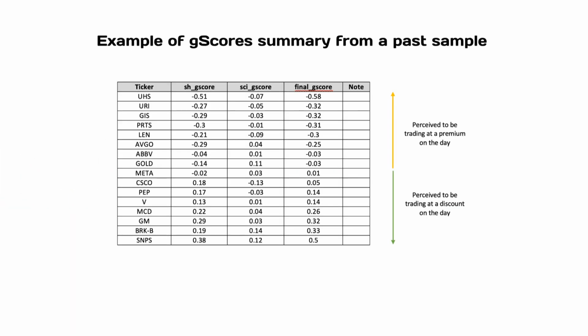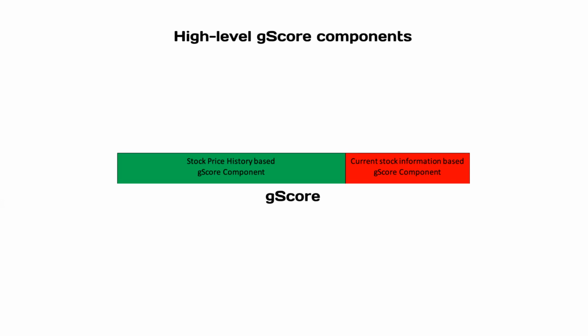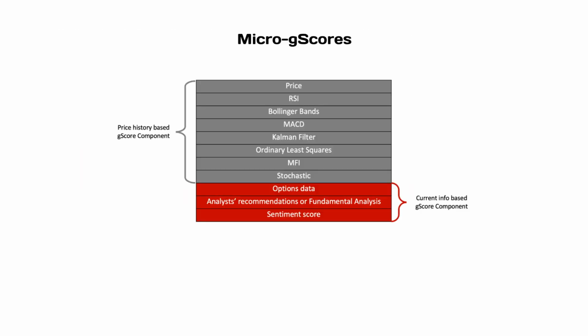Now, let's examine the high-level components of gScore. It consists of a stock history-based component and a current information-based component. The former is used for back-testing, and the latter can be used for filtering stock picks. These sub-components are comprised of micro gScores that are basically the gScores computed for each analysis criterion. The current information-based component consists of micro gScores for options data, social media sentiment score, industry analysts' recommendations, and/or stock fundamentals. Let me take an example of how to use these for filtering.